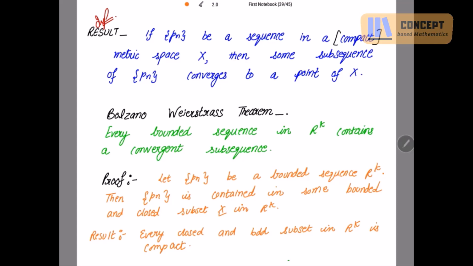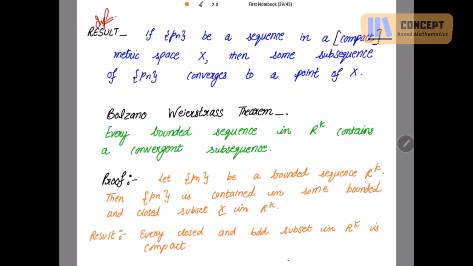Now what does this theorem, the Bolzano Weierstrass theorem, state? Every bounded sequence in Rk contains a convergent subsequence. What is Rk? It is the kth dimensional space, right? So we are given a bounded sequence in Rk, and this sequence will contain a convergent subsequence. When we have a convergent subsequence, just revise the result again: if we have a sequence Pn in a compact metric space, then we can get a subsequence which converges, right? So let's see the proof.